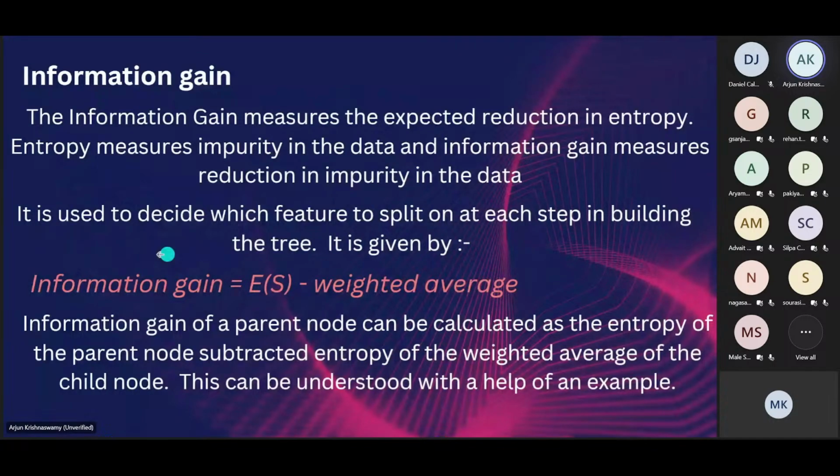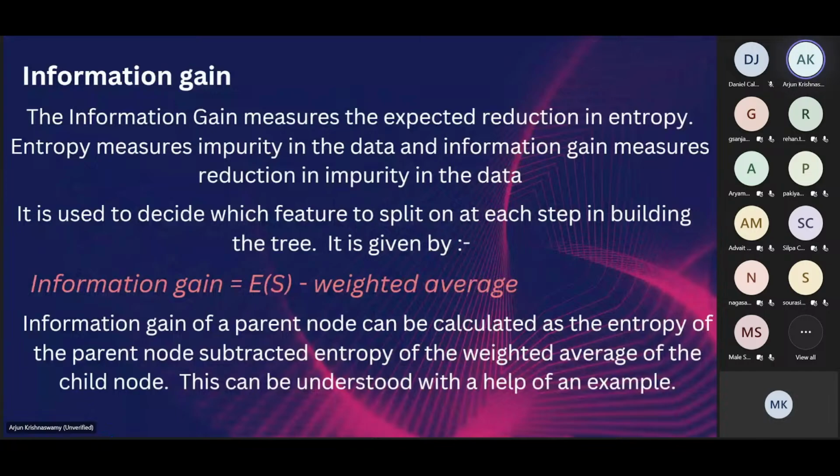I'll just explain what I've written here. Information gain is E of S minus weighted average. E of S is the entropy of the original data set, and the weighted average is the weighted average of the two entropy values of the two nodes after you split. Earlier we found the weighted average of Gini impurity. Here we find the weighted average of entropy, and then subtract that from the original entropy value to see how much the entropy reduces. If you have a large reduction in entropy, we are achieving purity, so we don't want to split it further. That is our main objective.